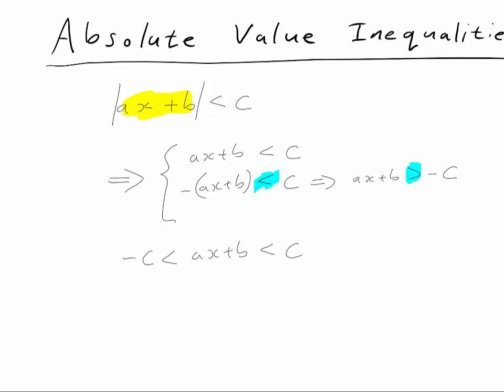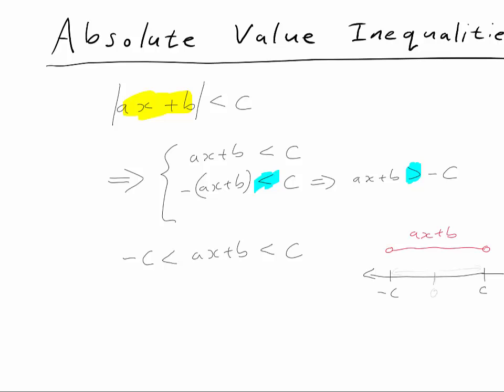What does this look like? It's a three-part inequality. Just as we did before, we've got a negative c and a positive c on our number line. This is a number line of all real numbers. And our expression ax plus b must be in between negative c and positive c. And so note one thing that's very important here. What's in the very middle of negative c and c? It's 0. So you can think of this absolute value as the distance from 0 cannot be more than c.